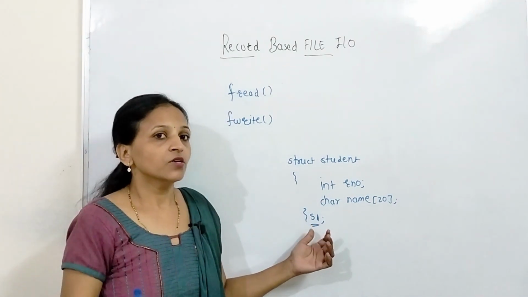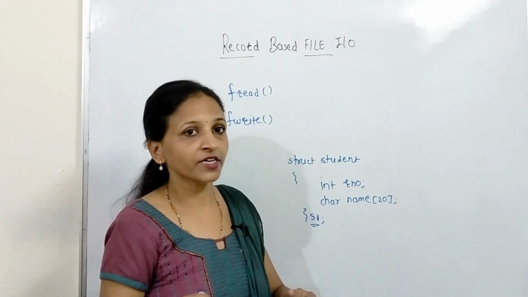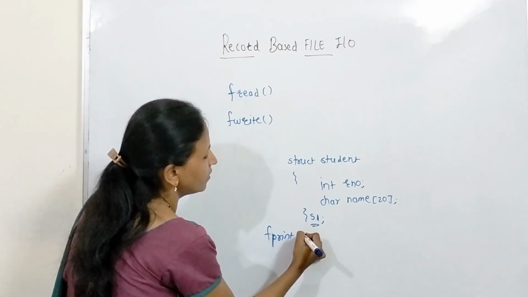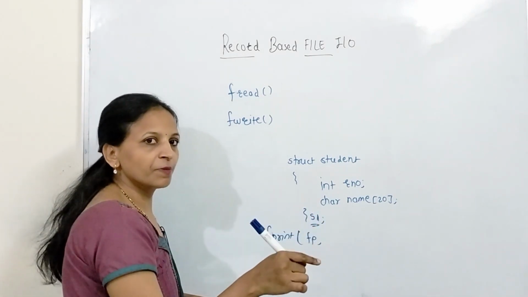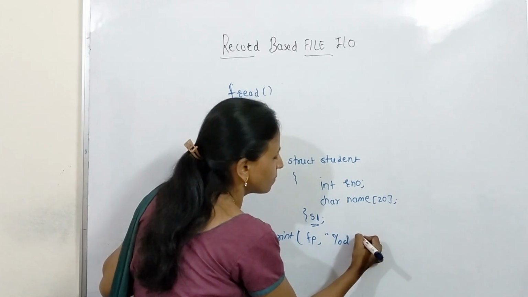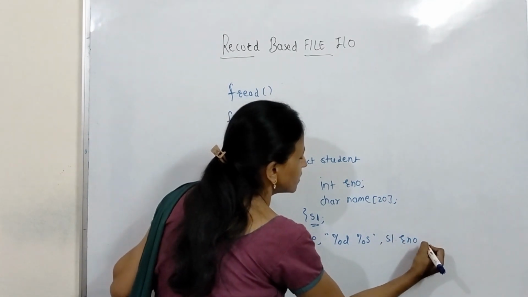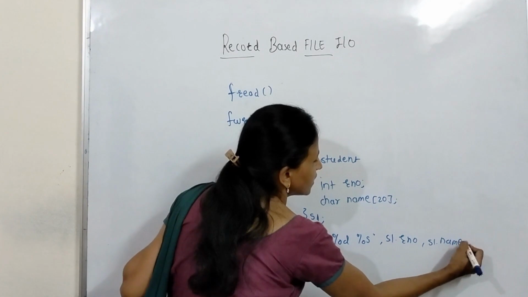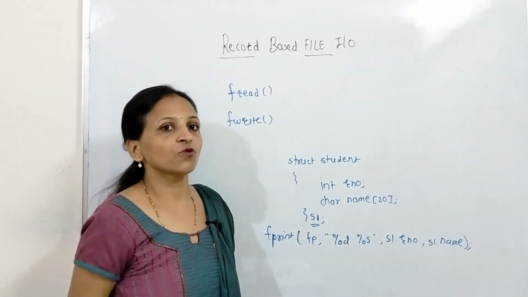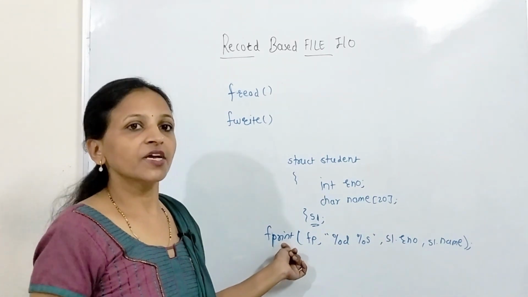If you want to write one record to the file, it is possible with the help of fprintf, which we have seen already. How can we use fprintf here? Like fprintf, then we pass fp, the file pointer. Then the format string: first is the integer roll number, %d, then %s. And here we write s1.rno, and the second one is s1.name. In this way we can write the contents, meaning one record, to the file with fprintf. But this is for text files only; all the information you write with the fprintf function inside a file will be in text format.